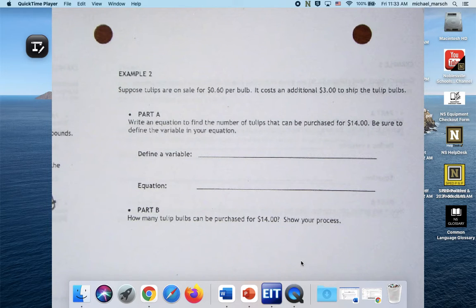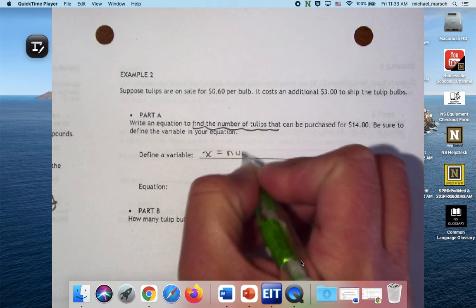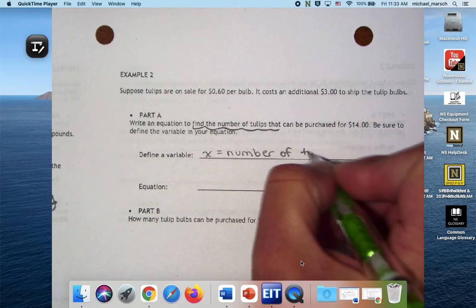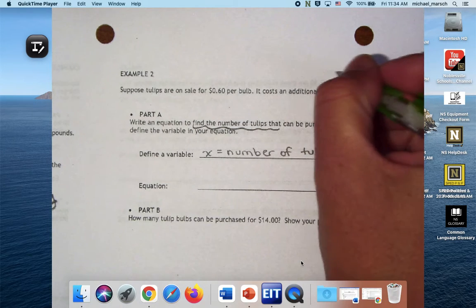Okay, so what are we trying to find? Number of tulips. So x is going to equal the number of tulips. As soon as we know what x is representing, everything kind of falls into place. All right, so our equation is slightly more tricky. Would I say more tricky or trickier? Trickier. Slightly trickier. We have a one-time fee, something that we're only going to use and put into our equation once. What is the one-time fee? The shipping. So this is my one-time fee.